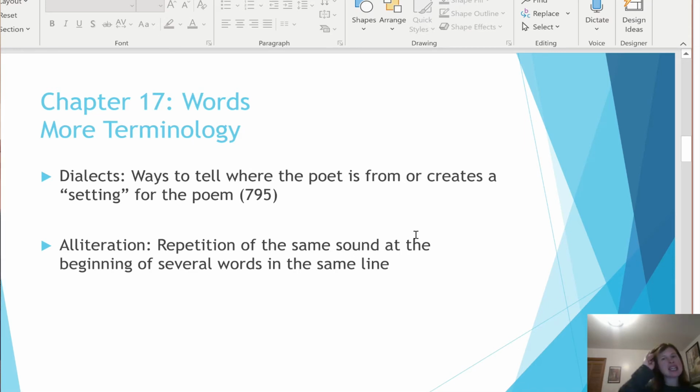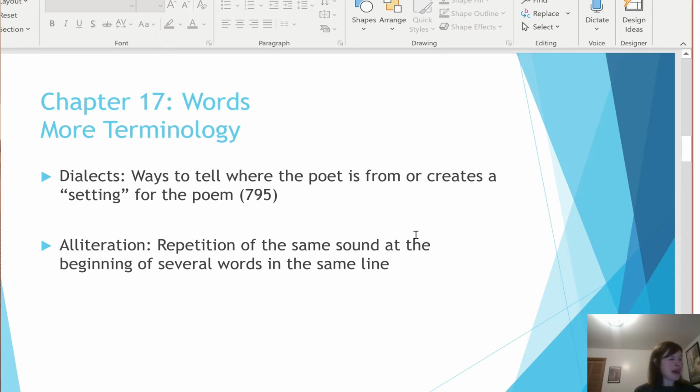Also with chapter 17, dialects, the ways that we tell where poems are created from. So if a poet is using like a Scottish accent in their poetry, then you can kind of tell where that poem takes place. So on page 795, there's actually a Gaelic poem that when you read it out loud, you'll find that your voice is starting to sound like it kind of has a Scottish accent. And that's because they're actually using language to get that effect.